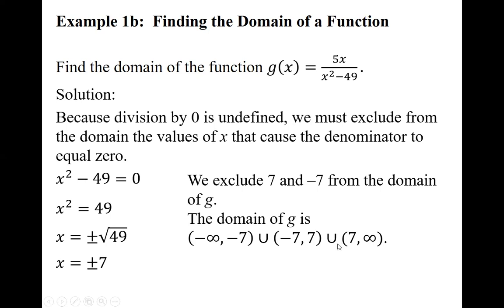Then we union that with a final interval from not including the 7 all the way up through infinity. And remember, negative infinity and positive infinity always take parentheses because the infinities are ideas. They are not actual numbers.